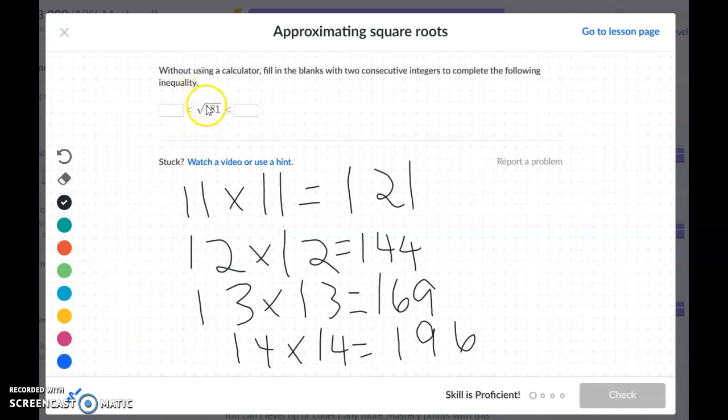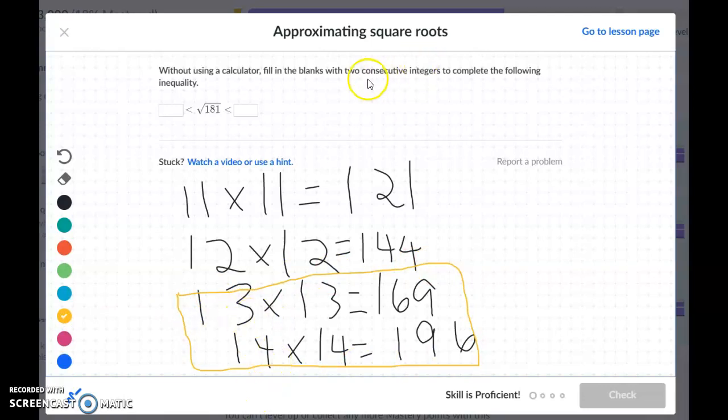Okay, so again, we're trying to get up to 181 and we're looking for two consecutive integers. Consecutive meaning back to back. Integers are just numbers that are not fractions, so they're whole numbers. We went up to 14 times 14, that's 196. I think my math is correct. I'll check on my calculator in a second. But these two, this is what we're looking for. We found our answer right here. They're whole numbers and they are back to back, so they are consecutive integers.